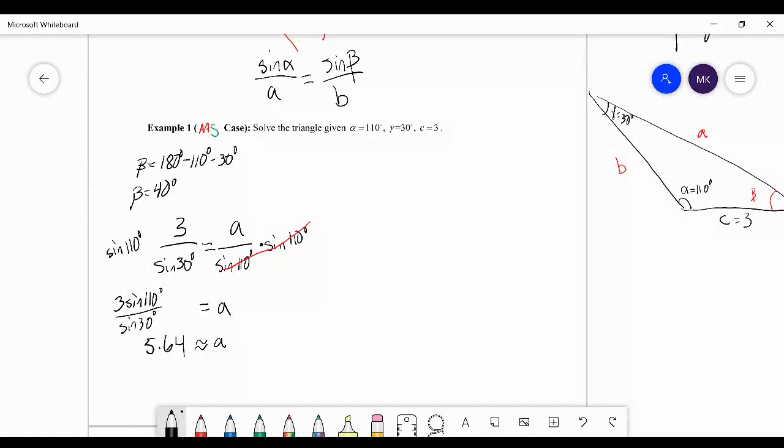Now, if you're looking at this, you're like, I could totally use A over sine of alpha equals B over sine of beta. But the problem is we have an exact form of A, but it's not a nice exact form. It's 3 sine of 110 degrees over sine of 30 degrees. I would much rather just use C, which is equal to 3. So I'm going to continue to use side C and gamma to find my B.